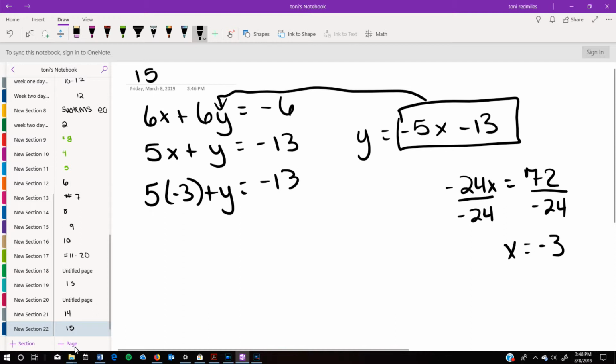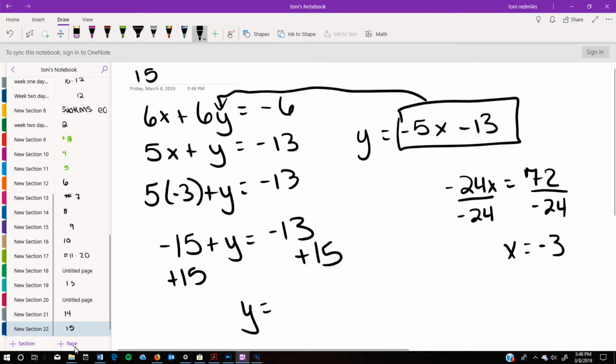Okay, so 5 times a negative 3 is a negative 15 plus y equals negative 13. Gotta add this 15 to both sides because it's negative over here. And that is going to give me a 2. That was actually quite painless. So negative 3 and 2 is my coordinate point of intersection.